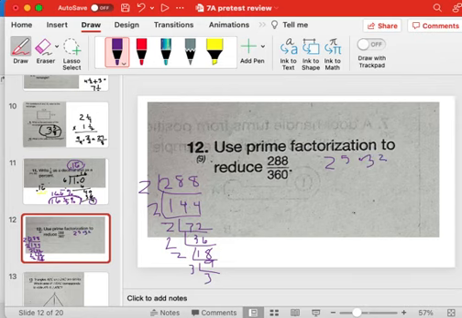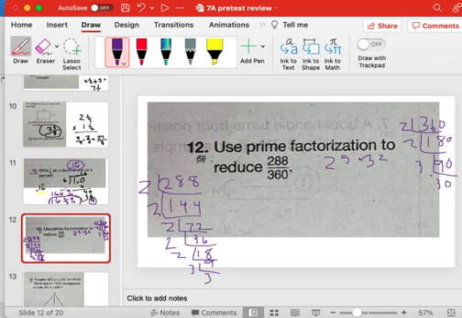So now we're going to come over here and think of 360. I'm going to put 360 right here so I can come down. 360 divided by 2 is 180. Divided by 2 is 90. I'm going to go ahead and divide by 3 because it's easier. 90 divided by 3 is 30. 30 divided by 3 is 10. And 10 is 2 times 5, right?